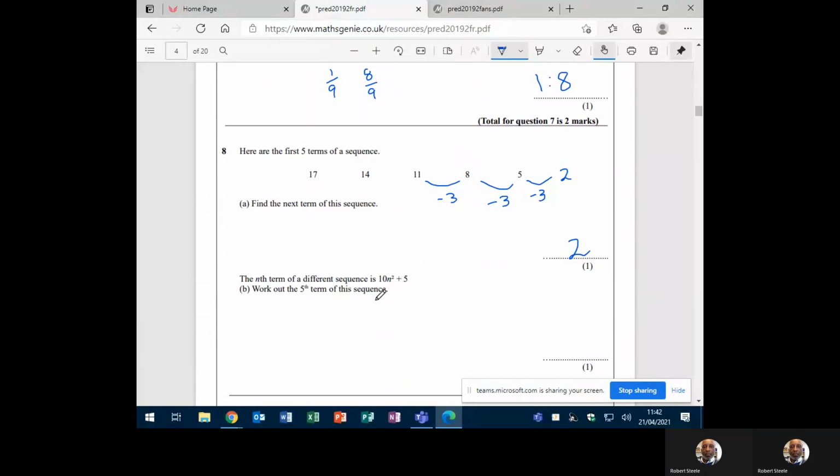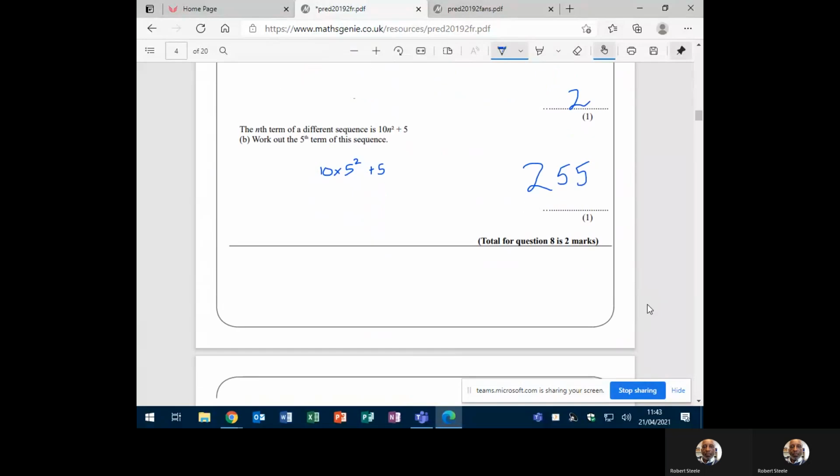And in this sequence, what this means is you take the value of n, square it, times by 10. Yeah? The rules of BIDMAS apply, so you've got to square before you times. And you do this when n equals 5. So you've got 5 squared multiplied by 10, to which you then add 5. So the 5 squared is 25, times 10 is 250, plus 5 is 255. So there's your final answer to part B.